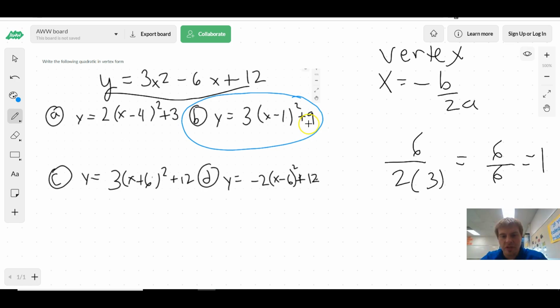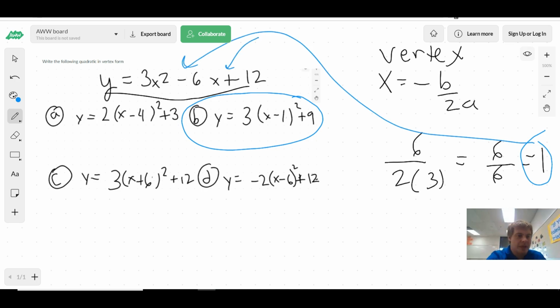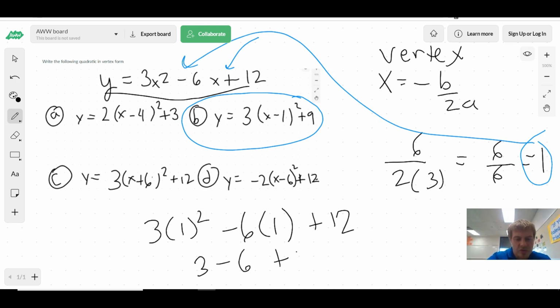Now, if you want to double check and make sure we got the y value correct, you're going to take that 1 and plug it in here. If you did that, you'd get 3 times 1 squared minus 6 times 1 plus 12, which would give you 3 minus 6 plus 12, which would be negative 3 plus 12, which of course is our 9 as our answer. So B is the correct answer. Let's try the next one.